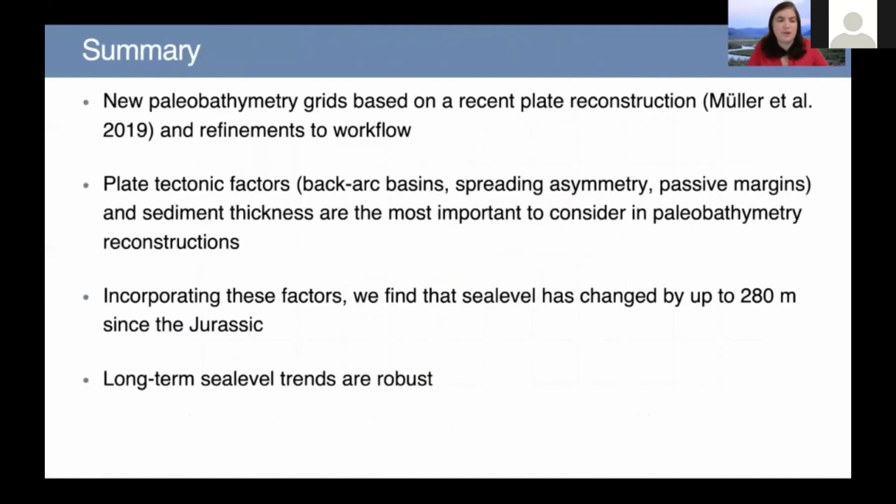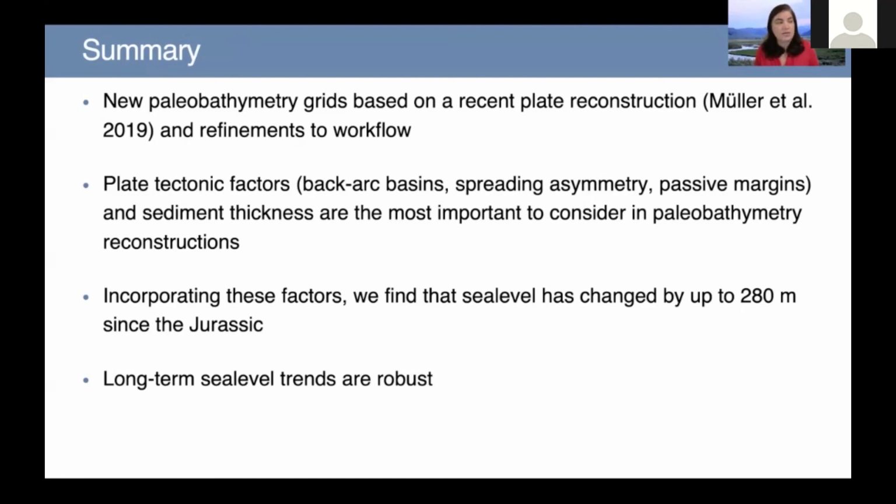So just a very brief summary. We've got new paleobathymetry grids, which are based on the recent reconstruction of Muller et al. 2019. And we've got all these refinements to our workflow. We can see that plate tectonic factors such as back arc basins, spreading asymmetry and passive margins, and also sediment thickness are really the most important things to consider in paleobathymetry reconstructions. And when we incorporate these factors, we find that we get sea level change by up to about 280 metres since the Jurassic, so quite significant.